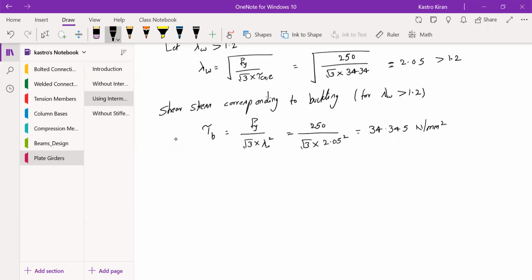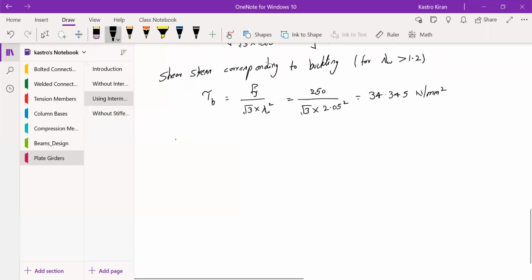Okay. Now we also have to find out the shear force corresponding to web buckling. So VCR, which is shear force. Don't confuse between shear stress and shear force. They are completely different from each other. So shear force corresponding to web buckling, that is VCR. You can check the formula in page 60.